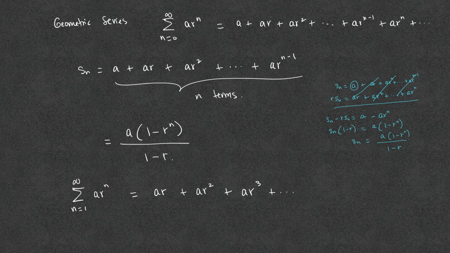This is still a geometric series, but this time the initial term is ar and the ratio is r. And again, we only have this sum if the absolute value of the ratio r is less than 1. It can be negative, but the absolute value has to be less than 1. And the sum is no longer a over 1 minus r, because the initial term is now ar instead of a.